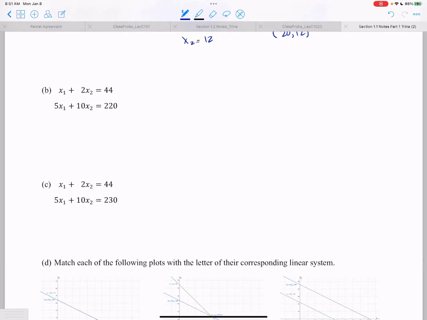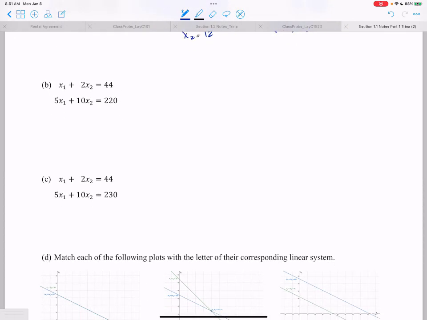For this next one, I'm going to use a different method. Let's use substitution. So I'm going to take this first equation and I'm going to solve it for one of the variables. It's easier to solve for x1. So I'm going to say x1 equals 44 minus 2x2. I'm going to use this. I'm going to plug it into x1 in my second equation. So I get 5 times (44 minus 2x2) plus 10x2 equals 220.